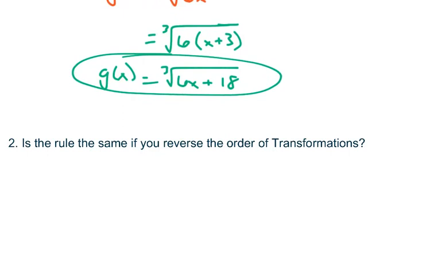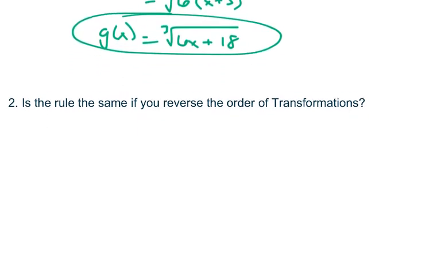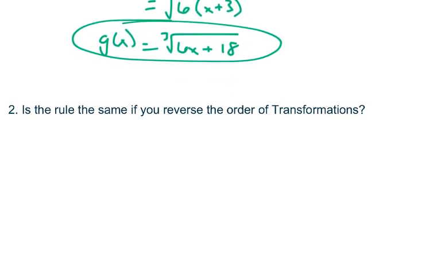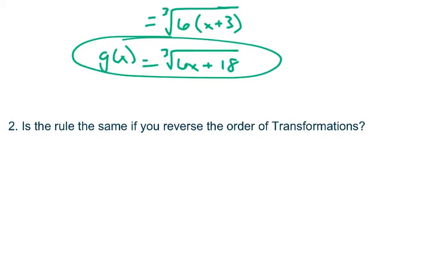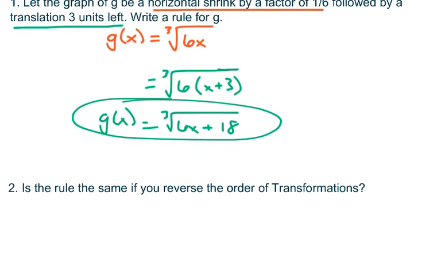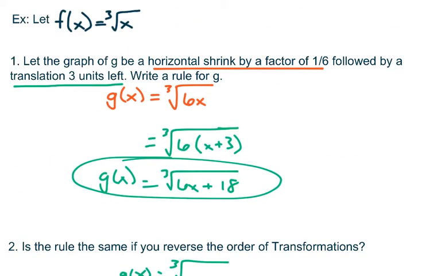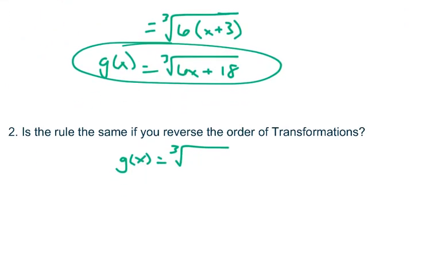Question number 2 then says, is the rule the same if you reverse the order of transformation? So if we do the adding first and then shrink it, are we going to get this answer in return? Okay, so let's think about this. We start with the cube root of x. The first thing we need to do is translation 3 units left. So we'll say g of x is equal to the cube root. So now we're starting back with the original one again. Translation 3 units left means we need to add 3 directly to x. And the only thing underneath the radical was x, so we can just put the plus 3 underneath the cube root.